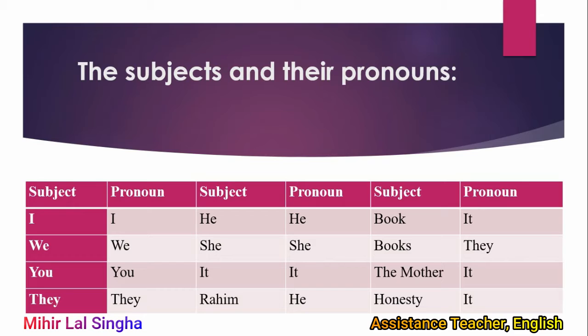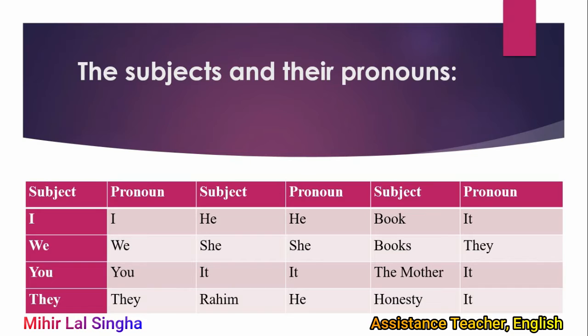Moreover, if the given subject is an object like book, pen, fan, table, chair, etc., we use the pronoun it. And if the given subject is plural and it's an object, then we use the pronoun they. Like books, chairs, tables, etc., we use the pronoun they.